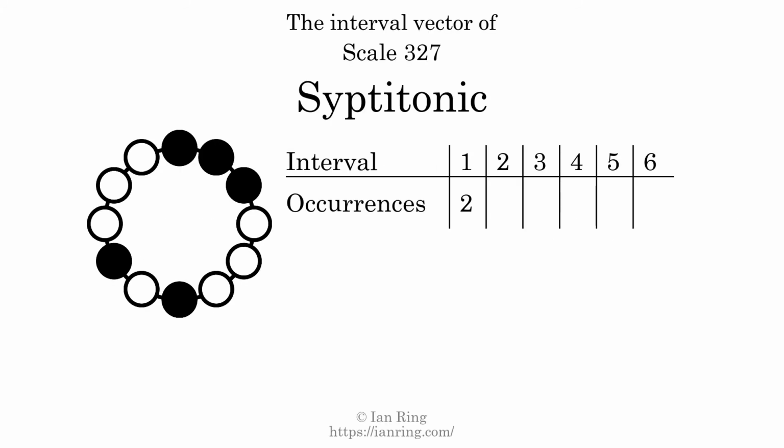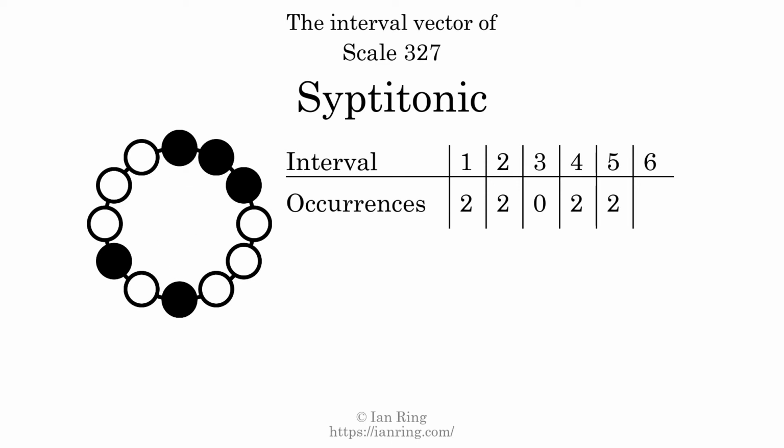There are two intervals with the size of one semitone. They are here and here. There are two intervals with the size of two semitones. They are here and here. There are no intervals with the size of three semitones. There are two intervals with the size of four semitones. They are here and here.